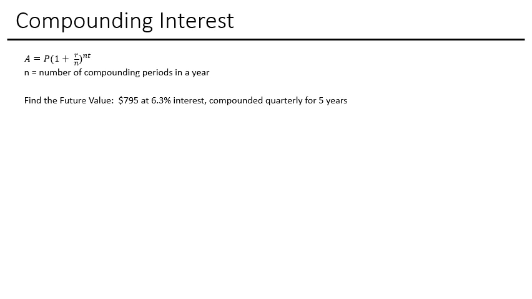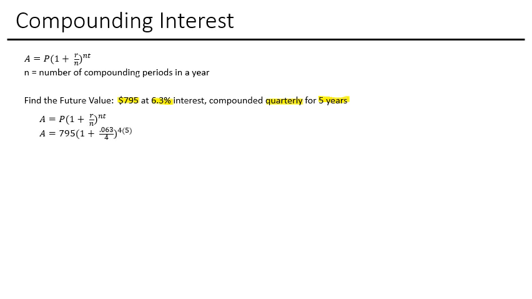I'm going to highlight the information that I'm going to need to plug into the formula. So our present value is $795, 6.3% interest. We are compounding quarterly, and this is for 5 years. These are all my important pieces of information that I'm going to need to plug into my formula. So let's take a look at this formula, and we're going to plug all of these values in.